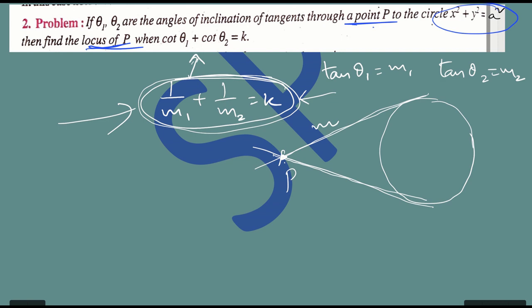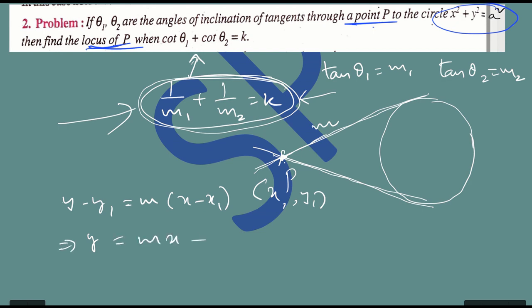Suppose the slope is m. You see, you have to find locus of P only. Let me call P as x1 comma y1. Because I assumed slope to be m, and point x1 y1, I can write the line equation. So the line equation is y minus y1 is equal to m into x minus x1, or putting it in the form y equal to mx plus c, I get y is equal to mx plus y1 minus mx1.